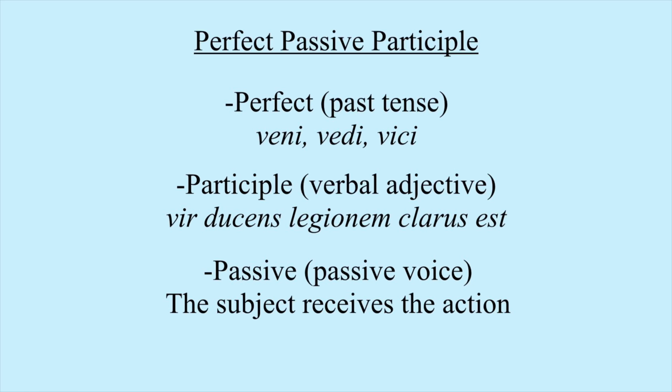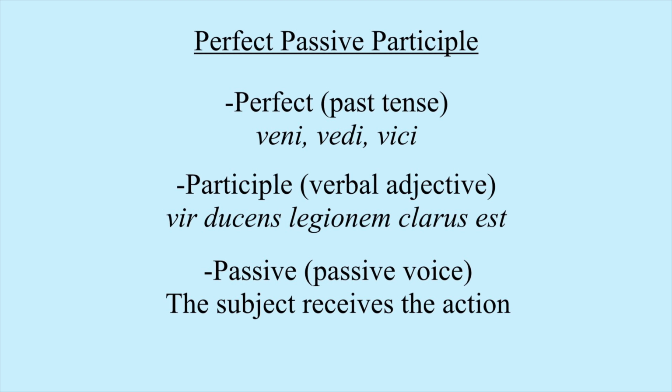First, we'll think about the tense. So it's perfect. We have seen the perfect tense before in verbs. So this is like veni, vidi, vici, right? I came, I saw, I conquered. So we're familiar with the past tense. So this is the tense of our participle. And then as a participle, we're recognizing that that means that we're dealing with a verbal adjective, right? As an adjective, the perfect passive participle will agree with a noun or a pronoun in case, number, and gender. In case, number, and gender.